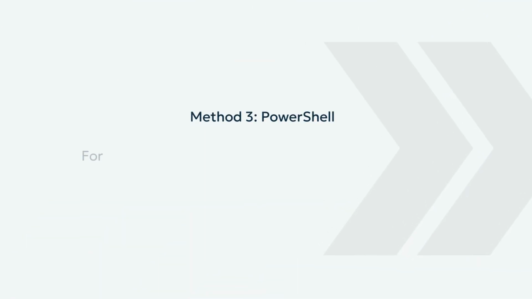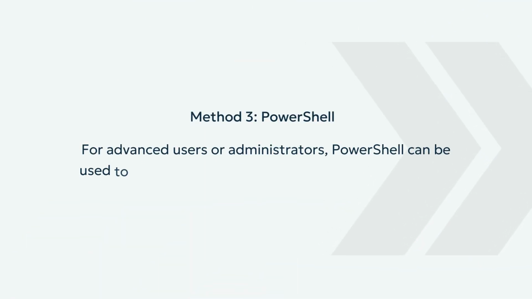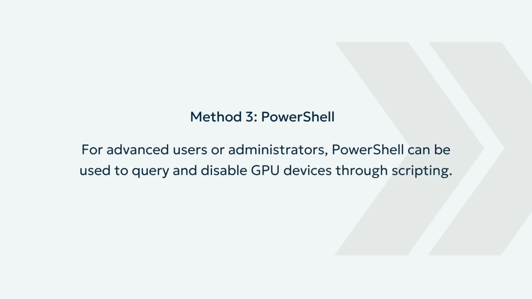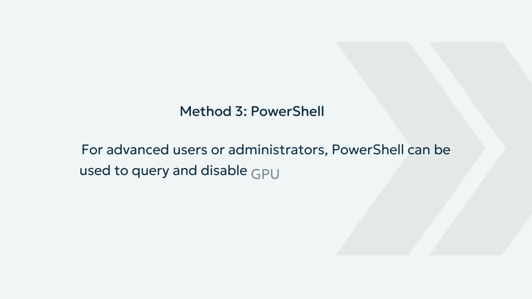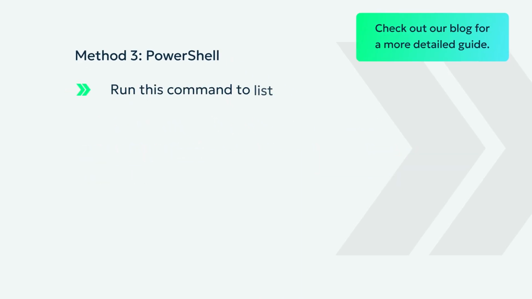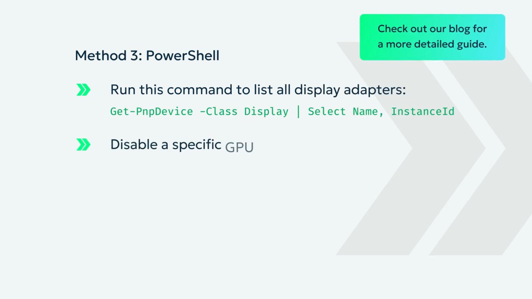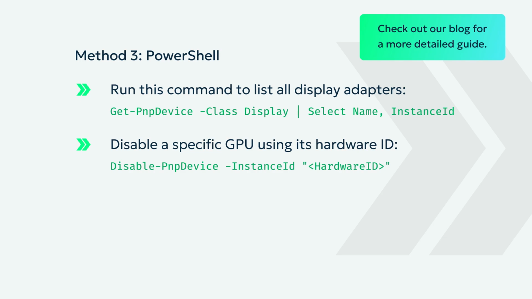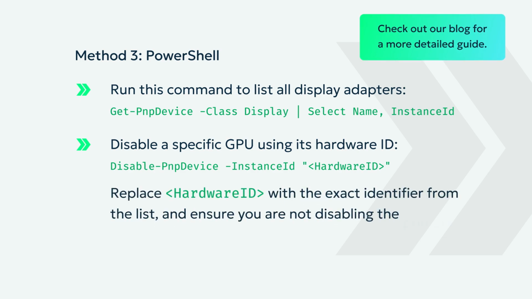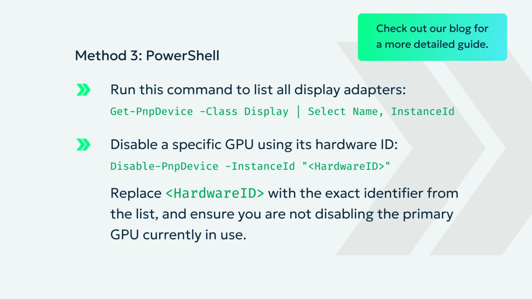Lastly, for advanced users or administrators, PowerShell can be used to query GPU devices and optionally disable them through scripting. Just run this command to list all display adapters. Or run this one to disable a specific GPU. Replace hardware ID with the exact identifier from the list command, and make sure the GPU you're disabling isn't the primary one currently in use.